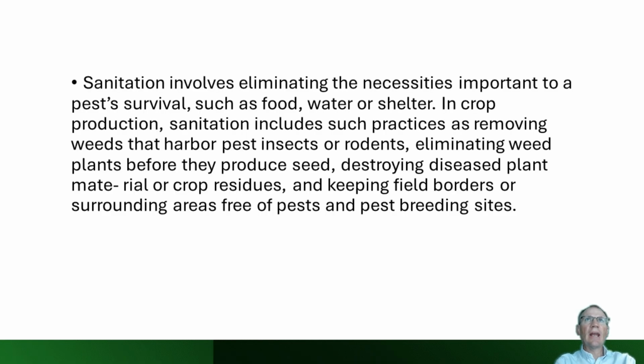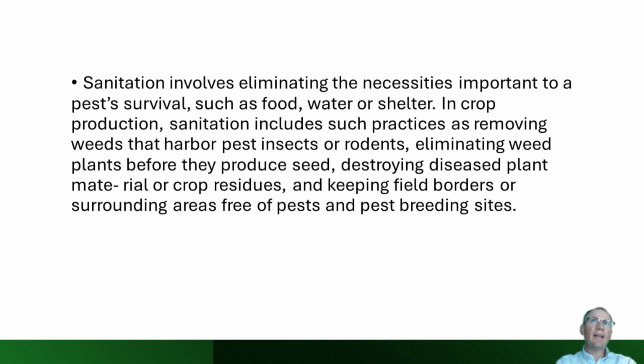Sanitation involves eliminating the necessities important to a pest's survival, such as food, water, or shelter. In crop production, sanitation includes such practices as removing weeds that harbor pests, insects, or rodents, eliminating weed plants before they produce seed, destroying diseased plant material or crop residues, and keeping field borders or surrounding areas free of pests and pest breeding sites. The main thing with sanitation, as we talked about earlier, is really making sure we don't give the pests what they need.